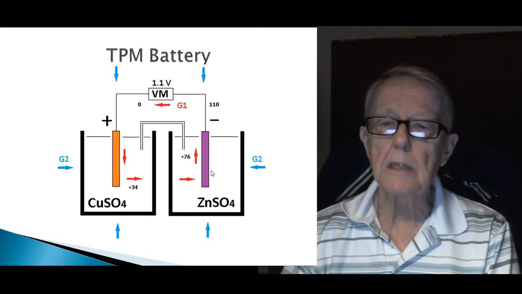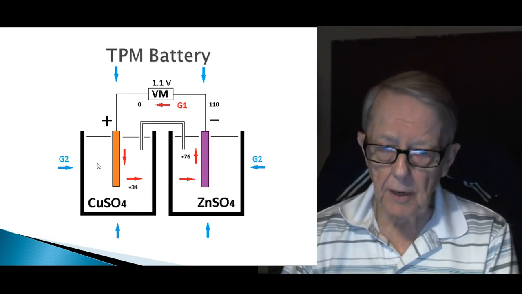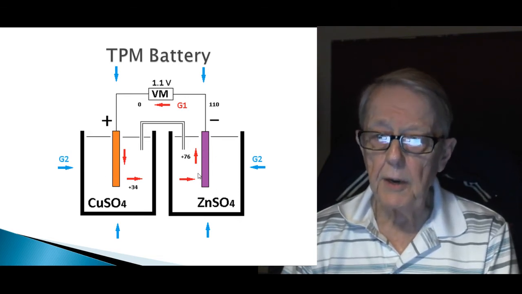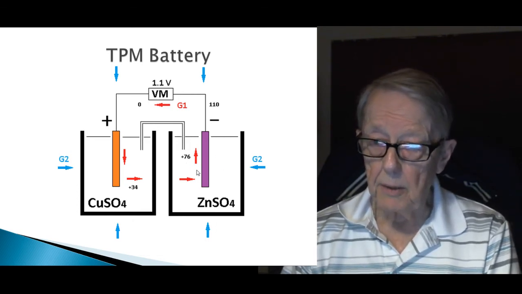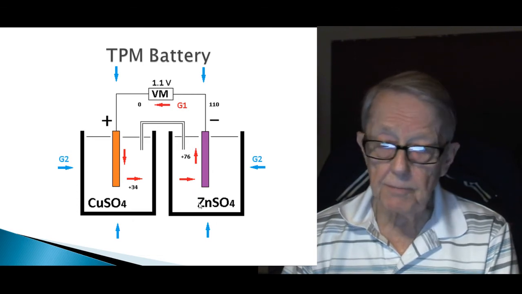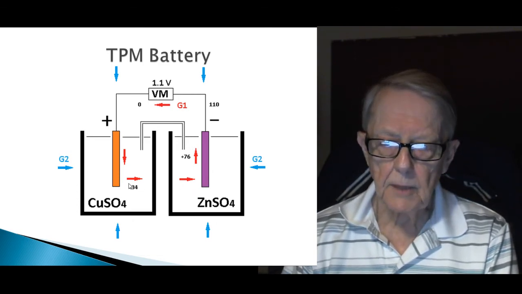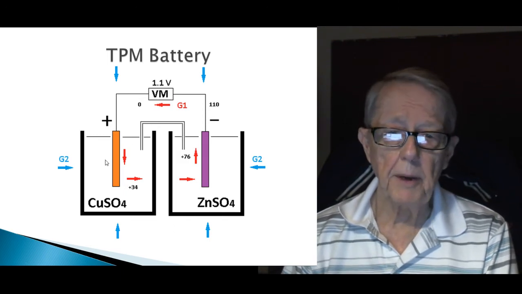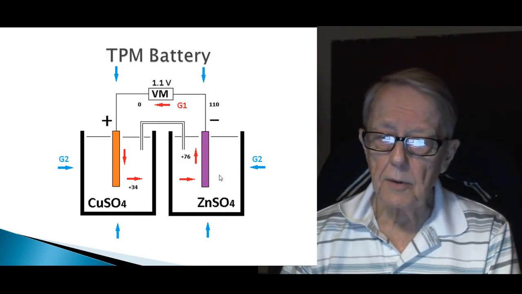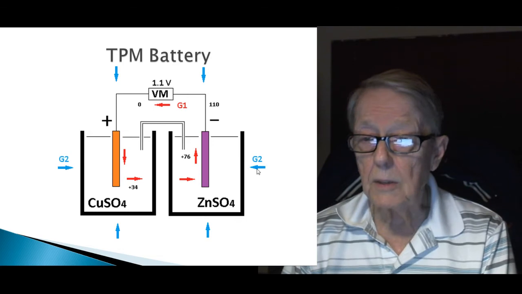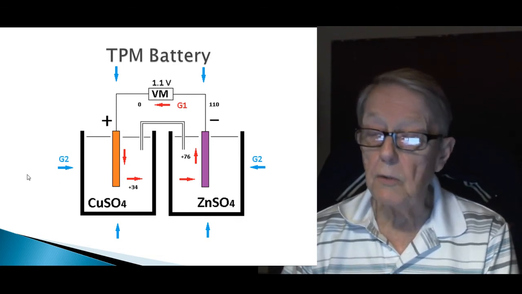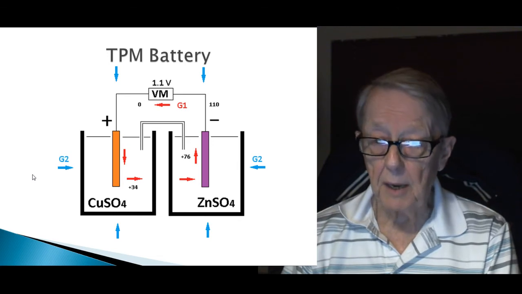Now there is a difference, though, between the copper electrolyte that's got this chemical reaction here and a reaction here, and that is the fact that for each chemical reaction, there's 76 G1 particles being released in this half cell. Only 34 are being released here. So I get the feeling that there's more G1 particles here than there are here. In that case, the horizontal G2 force does have an imbalance.